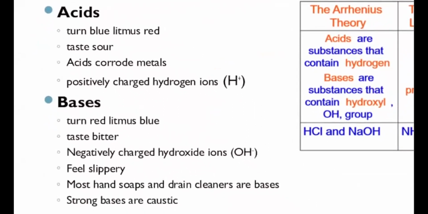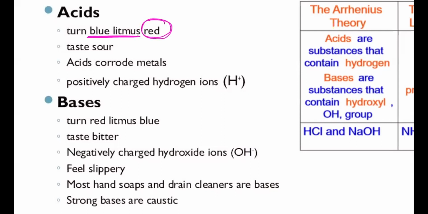Acids are a series of compounds that, if you utilize a colorimetric instrument called litmus paper, specifically blue litmus paper, and place it into an acid, it will turn red.